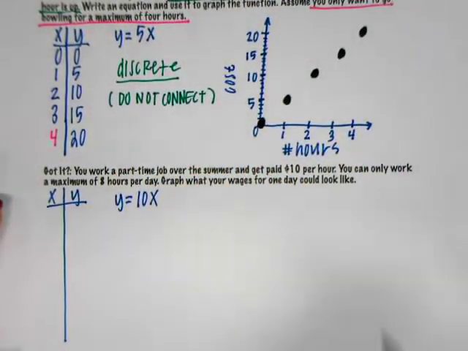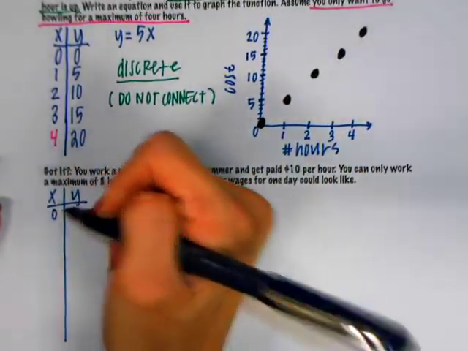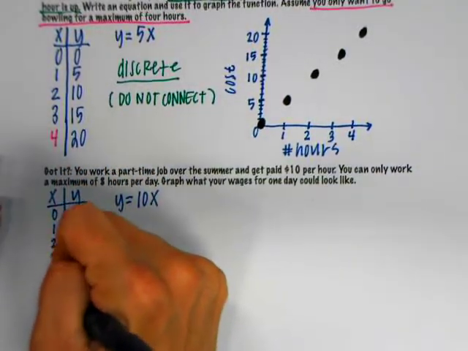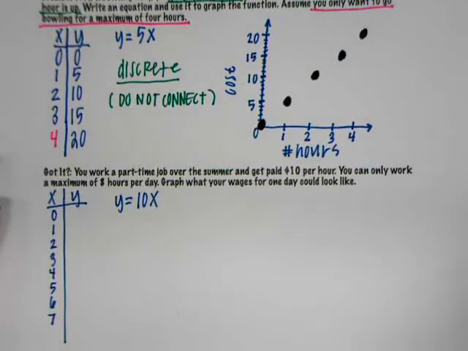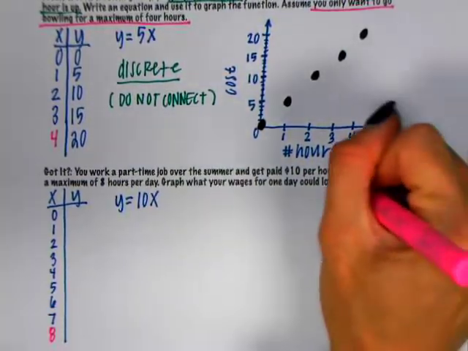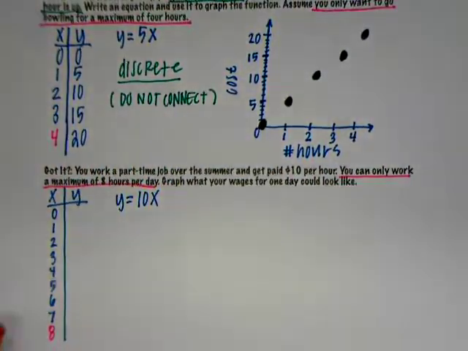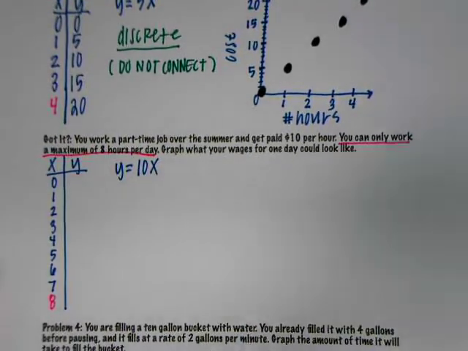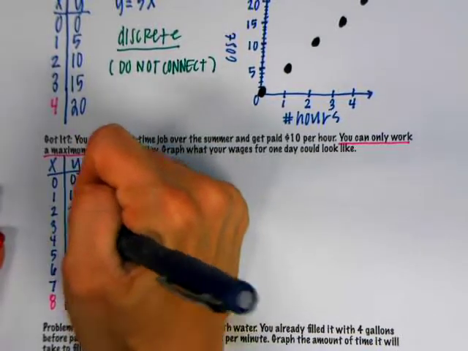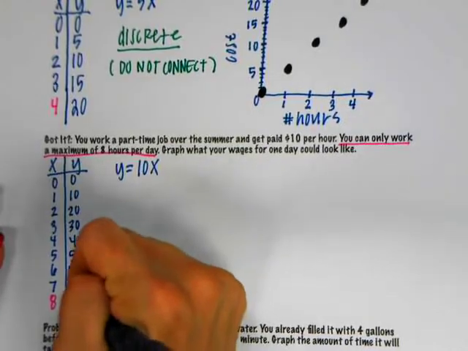So what is the least amount that I could work? Least. 0. And what's the most? 8. Yep, so 1, 2, 3, 4, 5, 6, 7. And the maximum is 8. Because it says you can only work a maximum of 8 hours per day. All right, so if I work 0 hours, how much am I getting paid? 1 hour? 2? Yeah, and then I'm just going to do my zeros. 40, 50, 60, 70, 80.